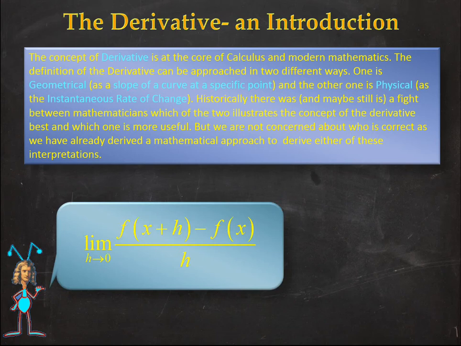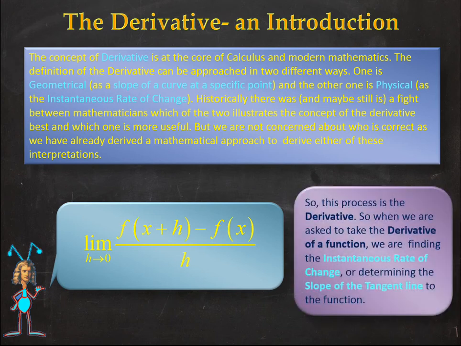That is the limit as h goes to 0 of f of x plus h minus f of x all over h. This interpretation will calculate for us either the instantaneous rate of change or determine the slope of the tangent line. In either way, this limit definition is the definition of the derivative.